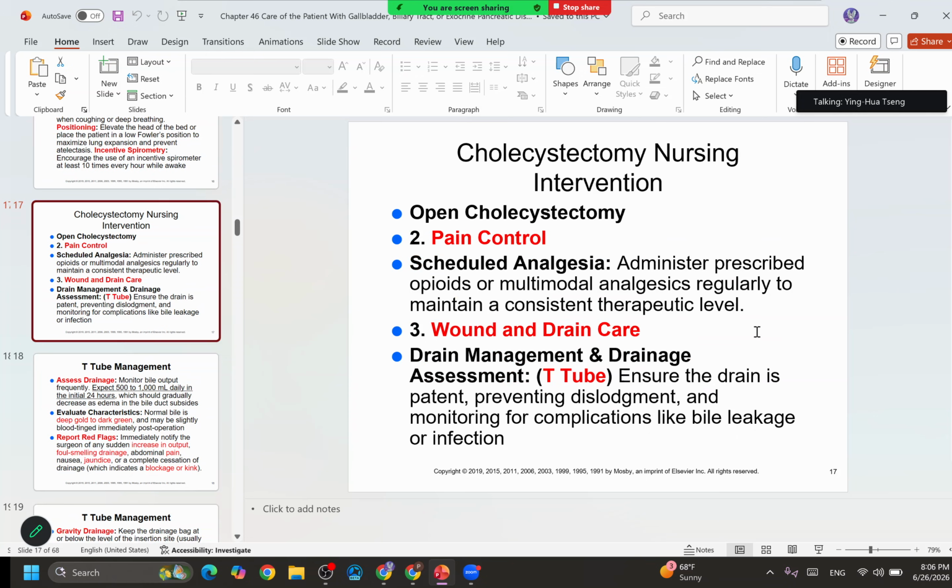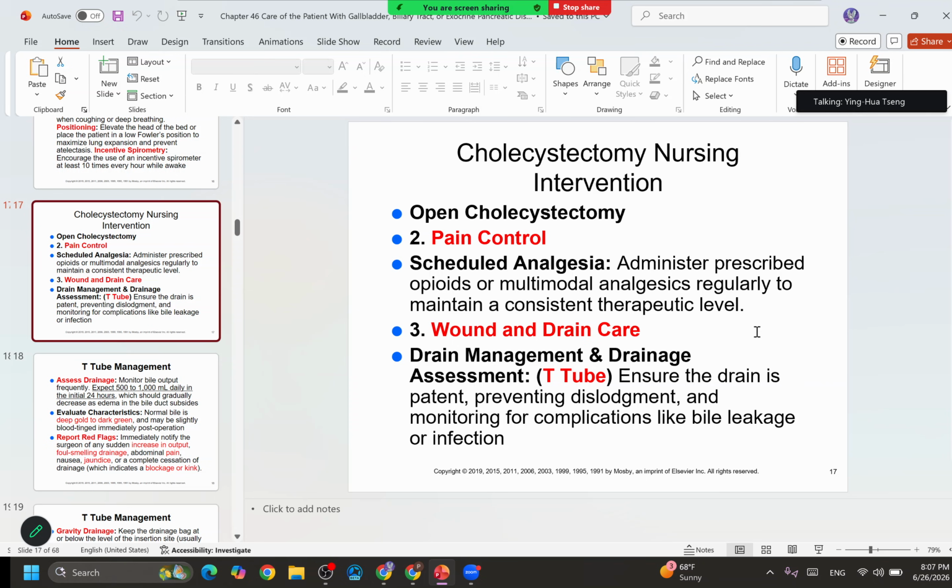All right, here, the totally open one, cholecystectomy. Pain control is going to be very, very important because it is very painful. That's why usually the pain medication is on schedule, like morphine or Dilaudid. Usually it's by IV because the patient is still NPO, since the GI function cannot come back yet, because the gallbladder also belongs to the accessory organs of the GI.